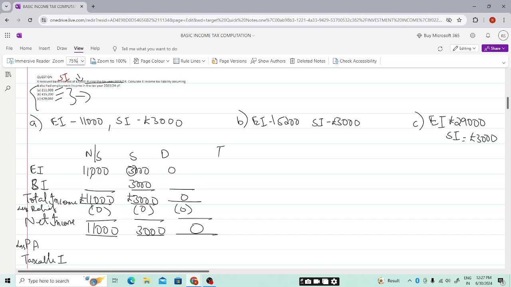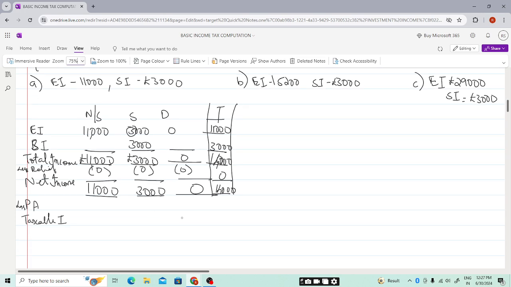So we'll be doing the total of the column also so that we can decide what kind of taxpayer he is. 0. This will be 11,000. This will be 3,000. 0. This will be total 14,000. And this will be all the total of 14,000. Clear with this?